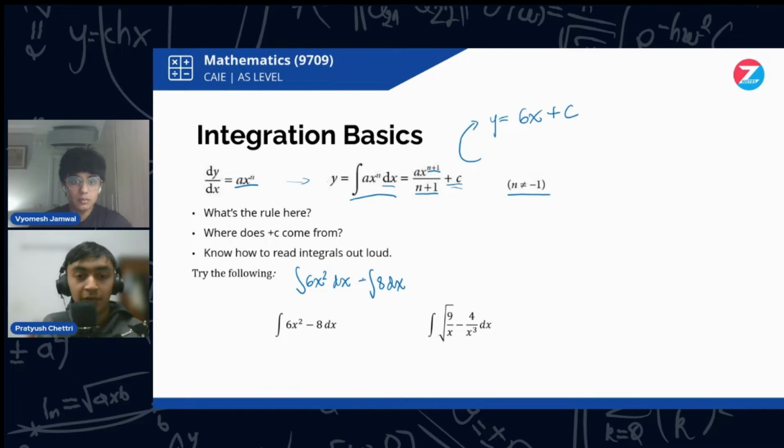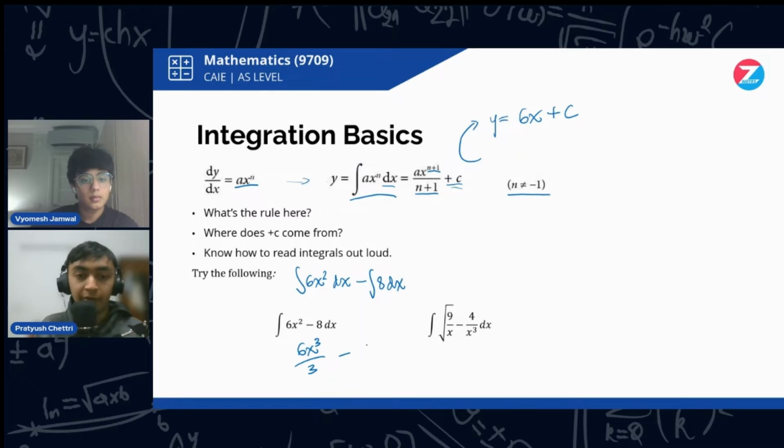You can put the minus sign outside or you can put it inside. It doesn't really matter since it's a constant. It's like a -1 constant. So we can do each separately. We can first increase the power, do 6x to the power 2. That goes to 3. Divide by 3.